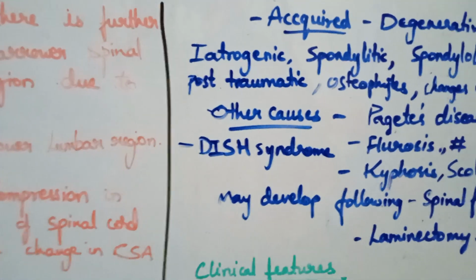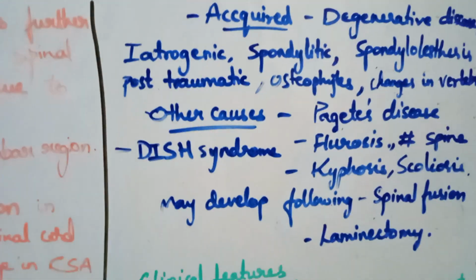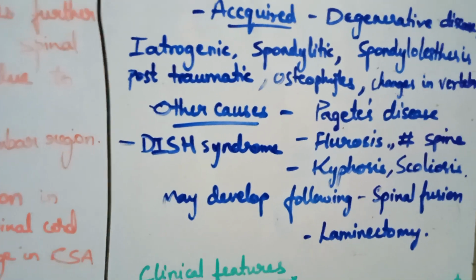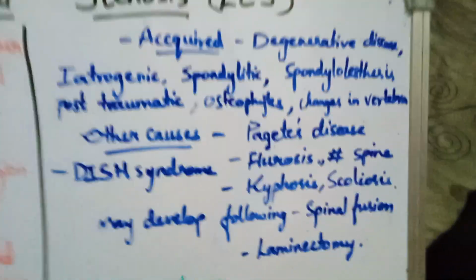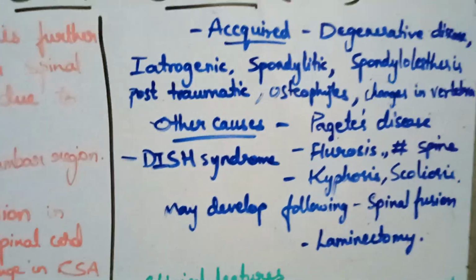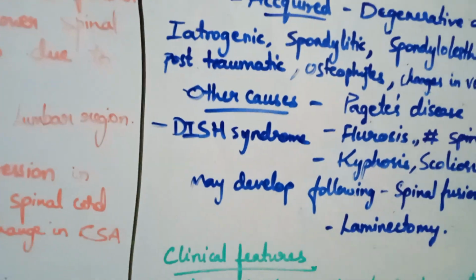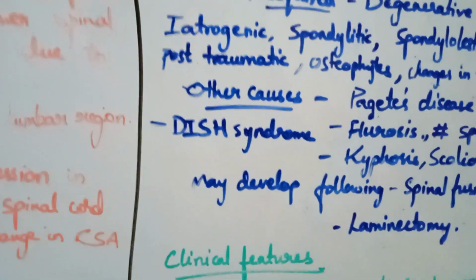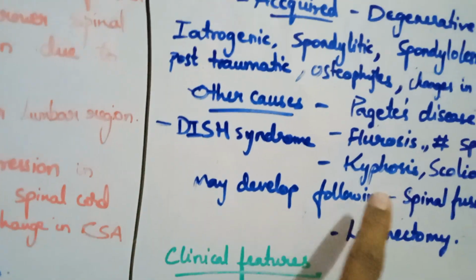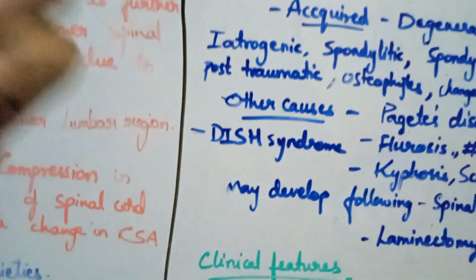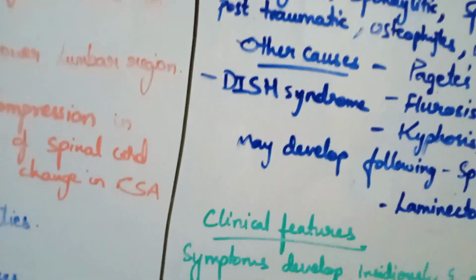What does DISH mean? DISH is diffuse idiopathic skeletal hyperostosis. So there will be extra bone formation. And next, it may develop following spinal fusion and laminectomy. So the acquired spinal canal stenosis might be because of these reasons.